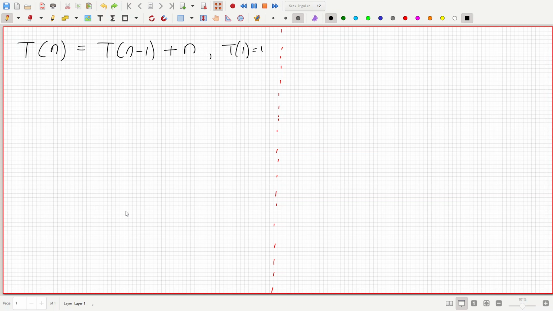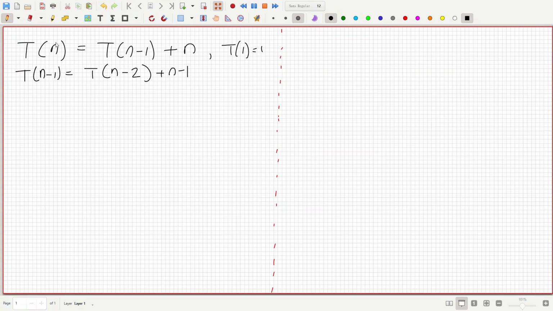Okay, let's solve this now by using backward substitution. Note, if Tn equals Tn-1 plus n, then by using the same formula but replacing n with n minus 1, I get Tn-1 equals Tn-2 plus n minus 1. And again, replacing n with n minus 2, or using this formula and replacing n with n minus 1, whichever way you want to think about it.